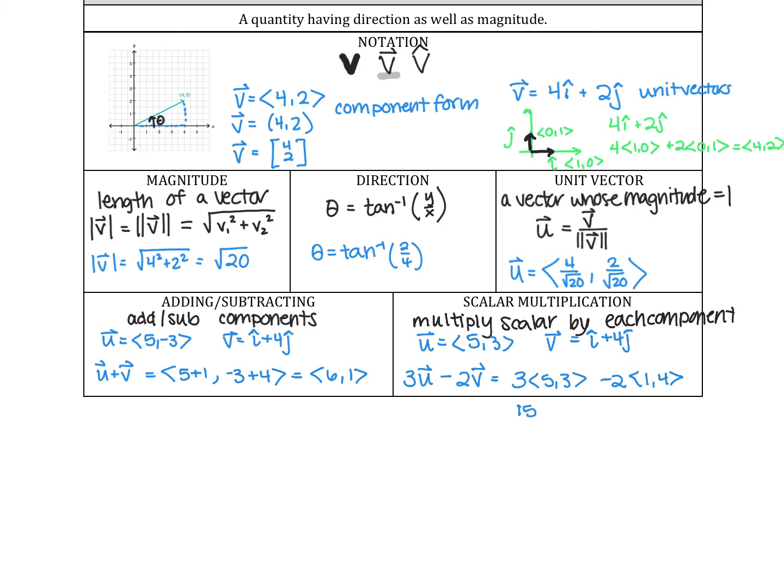So we would get ⟨15, 9⟩ is the vector 3u. And then I'm just going to change the sign, but put that as positive. So this would give me ⟨-2, -8⟩. So now I'm adding the 2 vectors. Adding these 2 vectors, we get ⟨13, -17⟩.